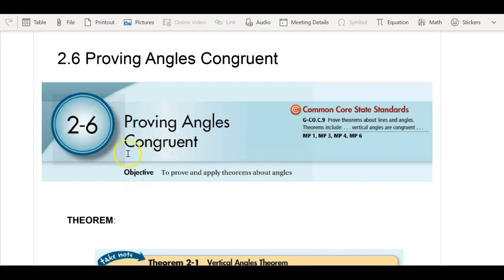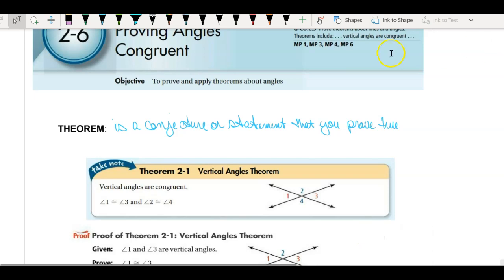So this is section 2.6, proving angles congruent. When we finish, we hope to be able to prove and apply theorems about angles. First, let's go over the definition of a theorem. A theorem is a conjecture or statement that you prove to be true.